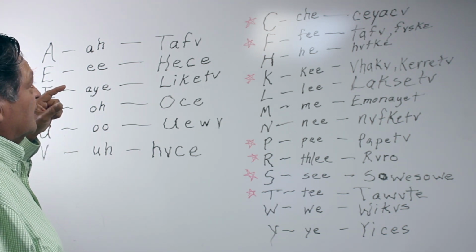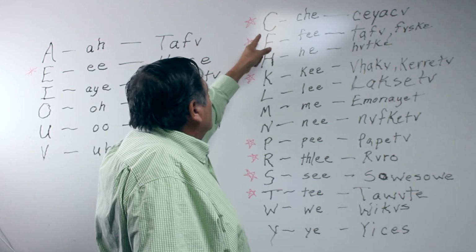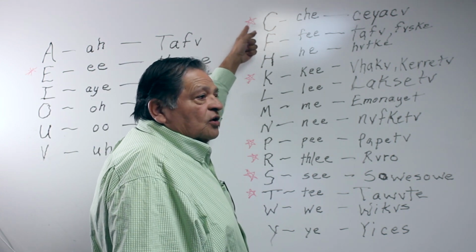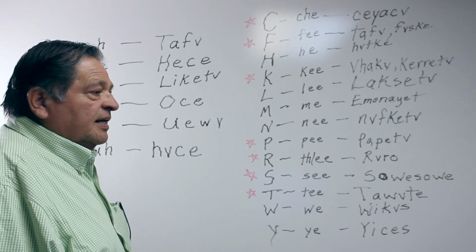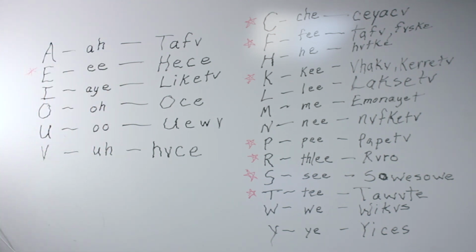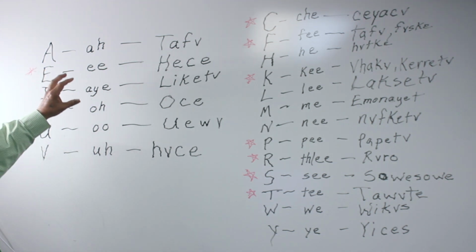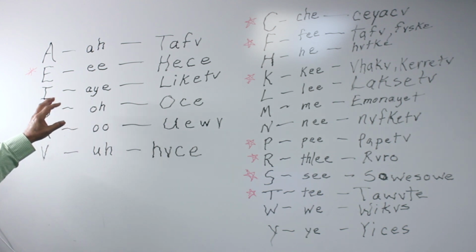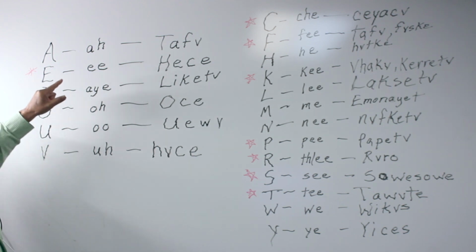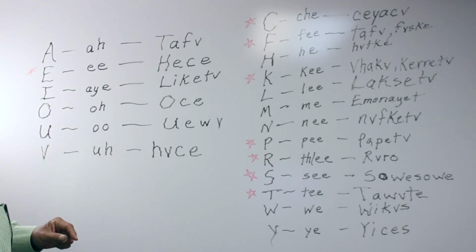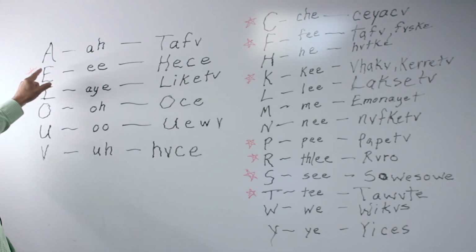However, there's this letter here, which in the English alphabet is called a C, but in the Muscogee alphabet we call it a chi. Now, as I mentioned a while ago, with the vowels there's usually not much variation on the sound of the vowel in the word, except this little red star right here on this letter E. And I'll get into that in just a minute. But first of all, let's go through the vowels of the Muscogee alphabet.